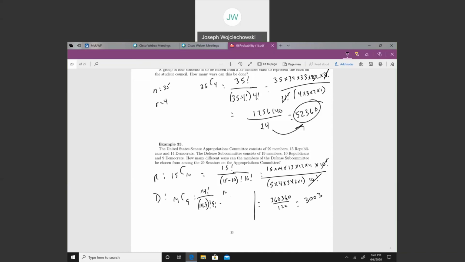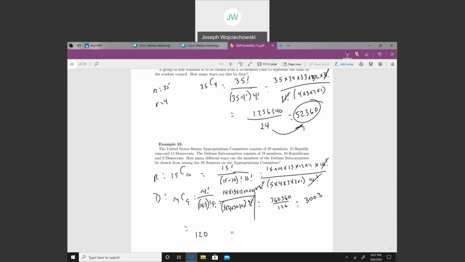14 times 13 times 12 times 11 times 10 times 9 factorial over 5 factorial, which is 5 times 4 times 3 times 2 times 1, times 9 factorial. So the 9 factorials cross out. And again, I have 120.